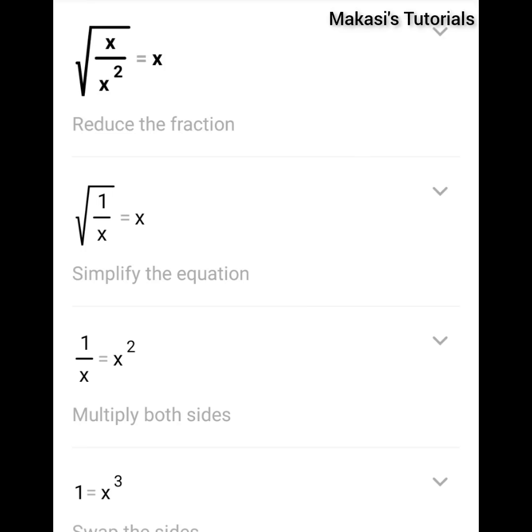In this video, we have this equation to solve: the square root of x all over x squared equals x. We are told to find the solution. Now, what do we do?